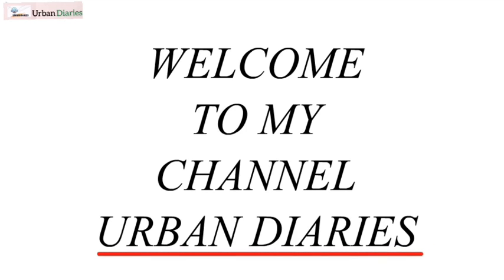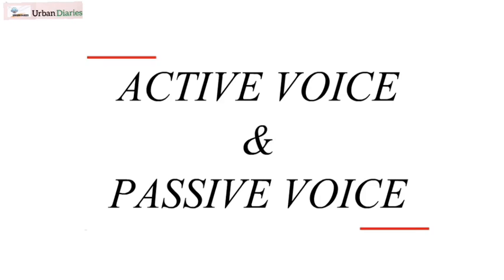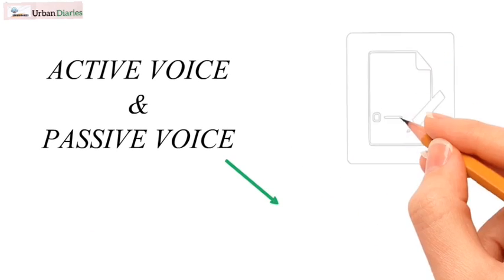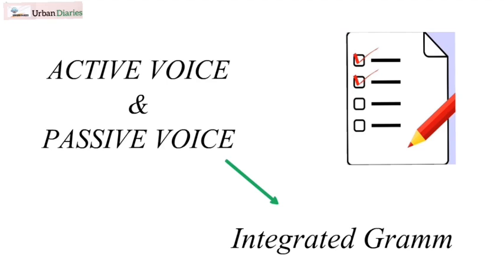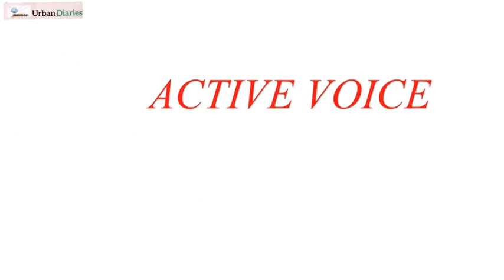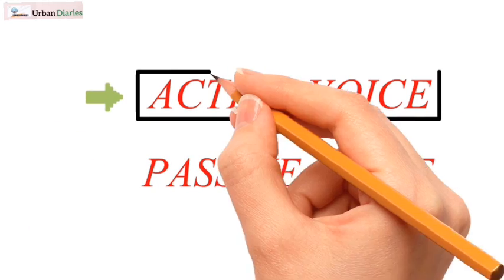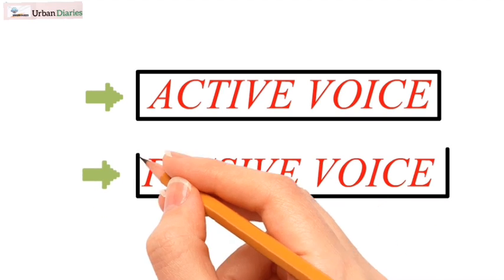In today's grammar class, we'll learn about active and passive voice, which is a very important topic in English grammar and is also a part of integrated grammar when it comes to preparation for any competitive exam. In English language, there are two ways in which we can describe an action performed by the subject. One is active voice and second is passive voice.